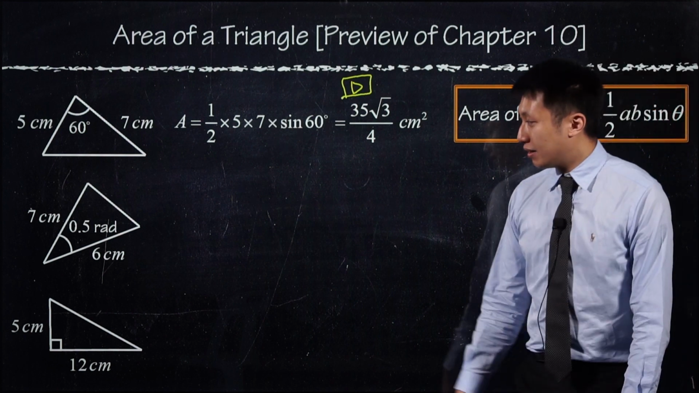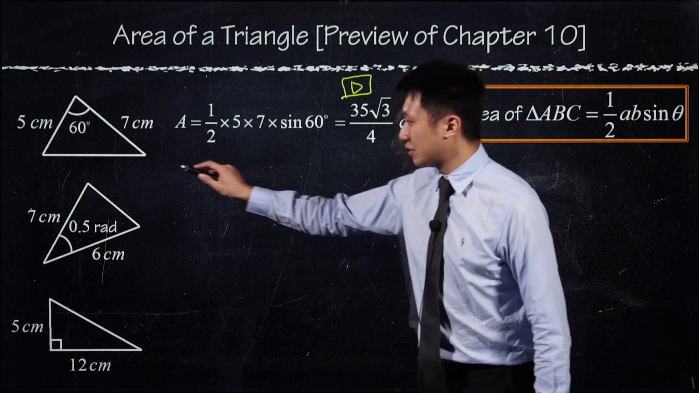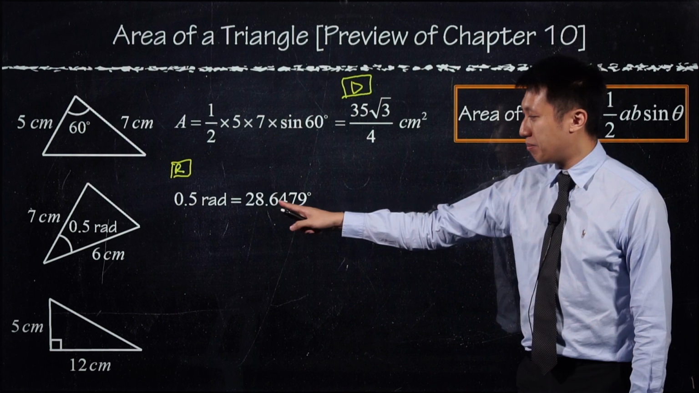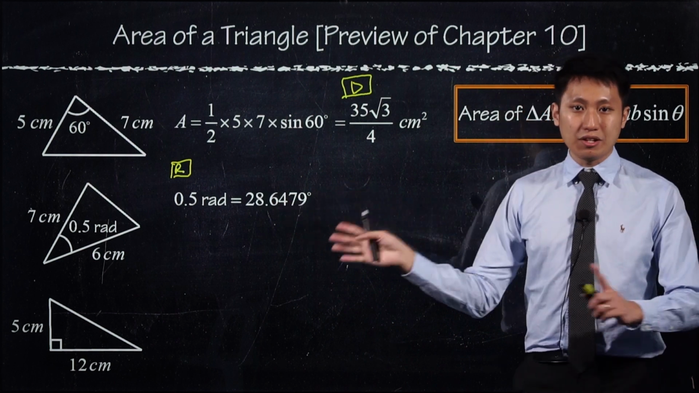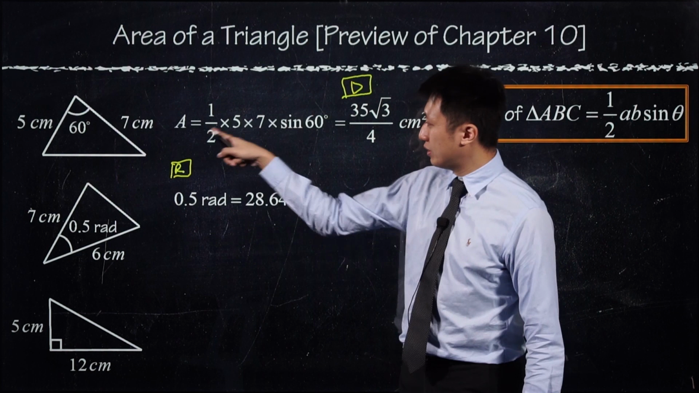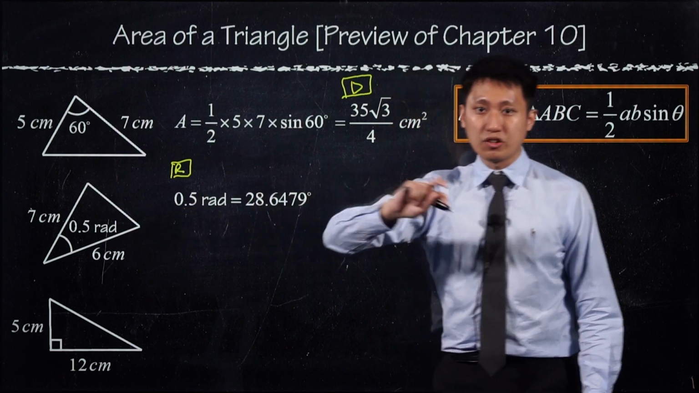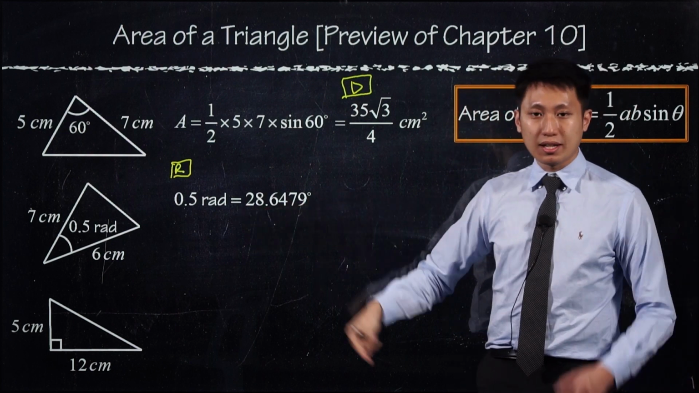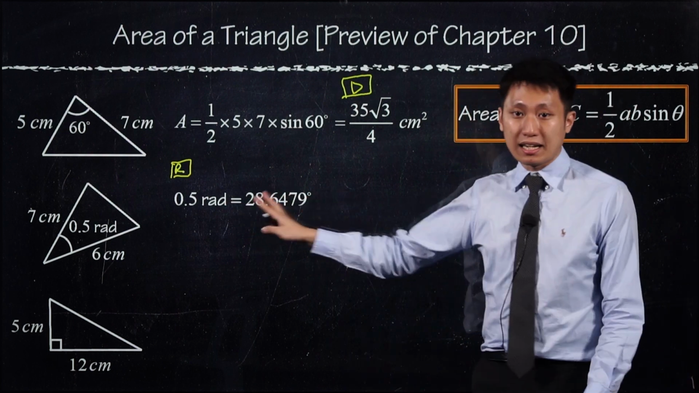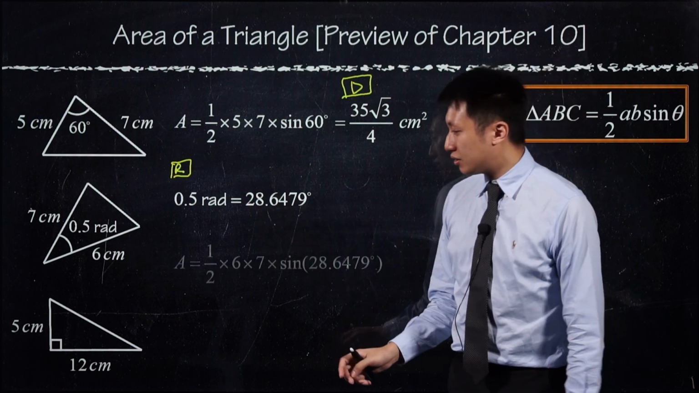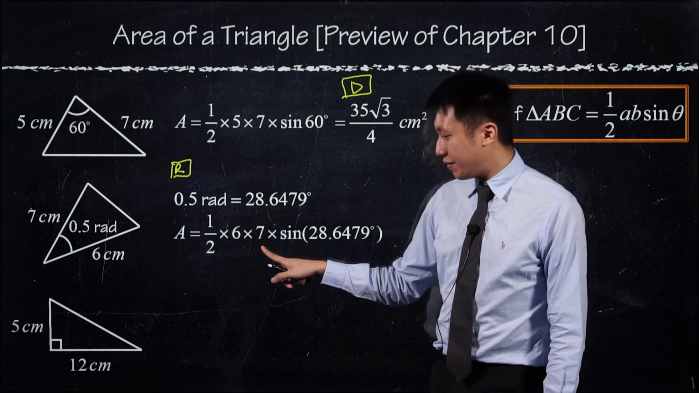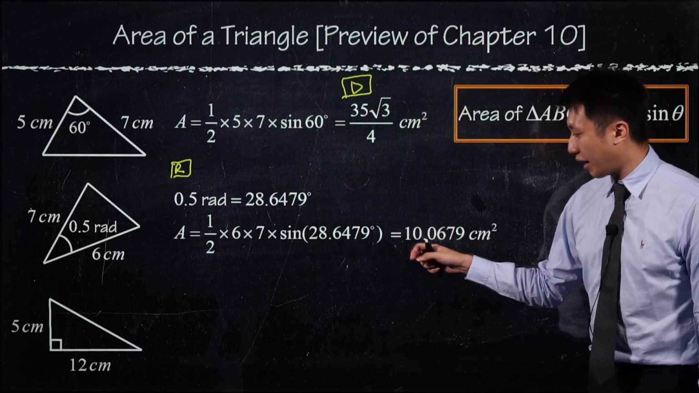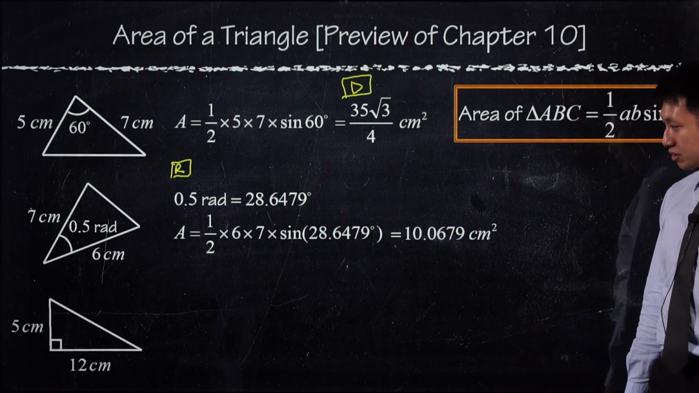Okay, the next one here is in radian, so make sure you use R here. Then it's 0.5 radian, which is 28.6479 degrees. You can use radian and directly use this formula, sine of 0.5, or you convert it back to degree, then you solve it. For this case I convert it to degree and solve it. So half, 6 times 7, sine 28.6479. The answer will be 10.0679 cm squared.